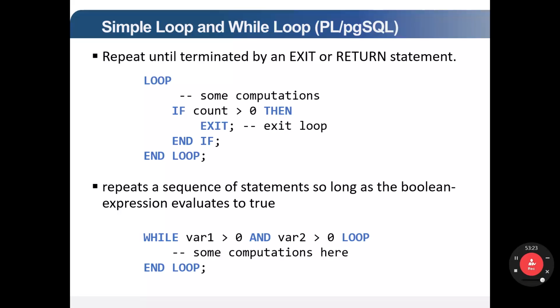And now let's talk about loop. If you don't have any expression after loop, it's going to be an infinite loop. So to get out of this infinite loop, you should call the exit statement. And we have a while loop. A while loop requires a Boolean condition. Only when this Boolean condition is true, we iterate the following block.